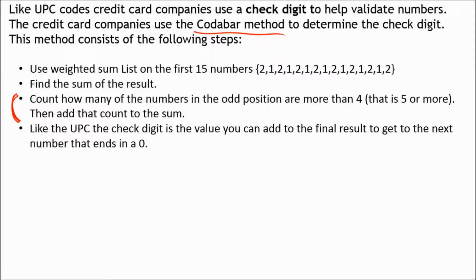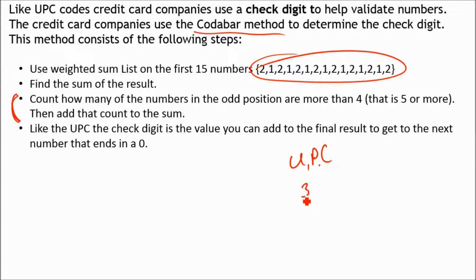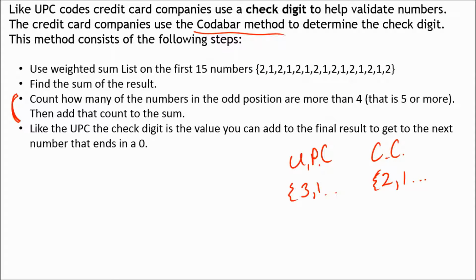All right, so just like UPCs, we have a weighted sum list. For credit cards, though, it's 21, 21, 21, 21. Now, you might be asking, how do we keep these things straight? Because if you remember, for UPCs, it was 31, 31, 31. So there's an easy thing here. If you look at UPCs, that is 3 letters, so we use the 3-1. For credit cards, that has initials. There are 2 of them, and that's why we use the 2-1, 2-1, and so on. So that's an easy way to keep them straight. UPC is 3 letters, credit card, CC, is 2 letters. So that helps keep that weighted sum list separated.